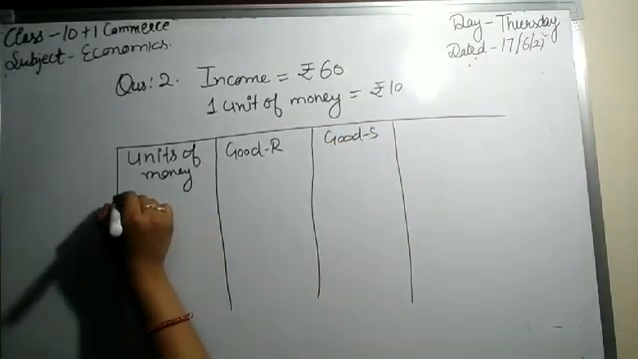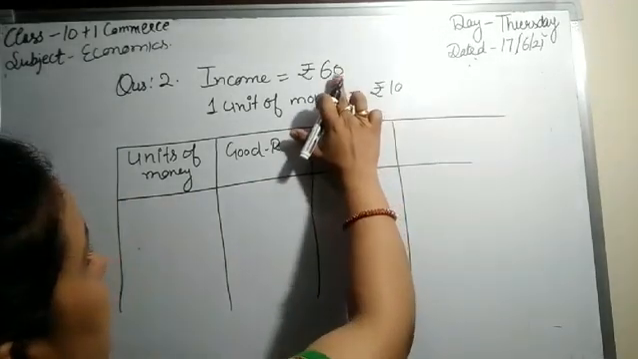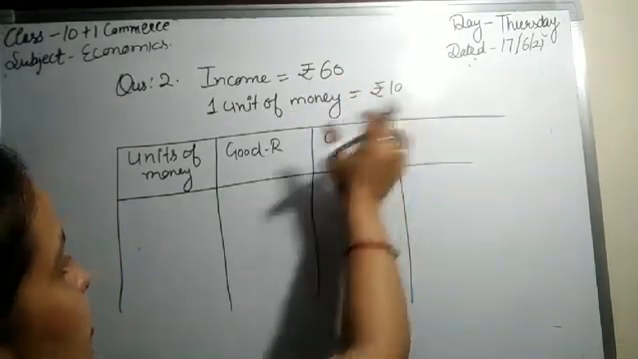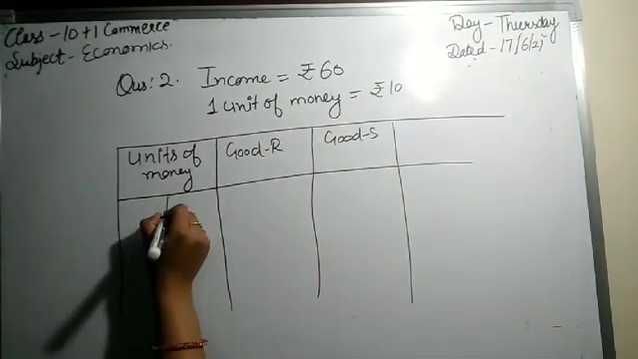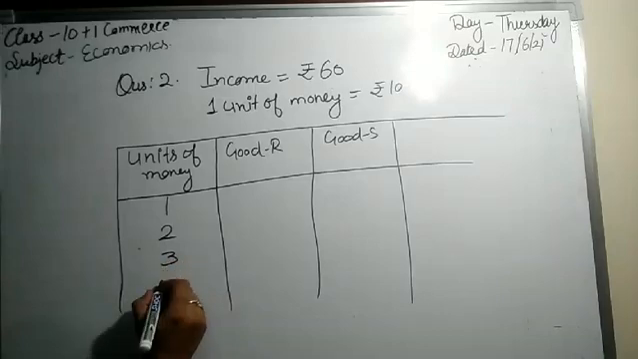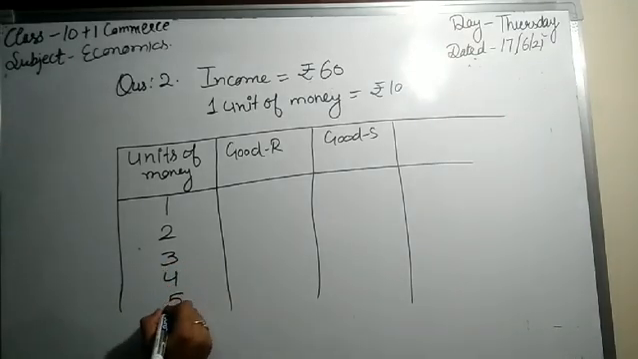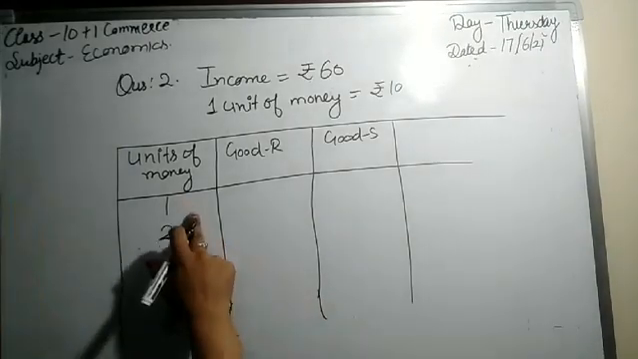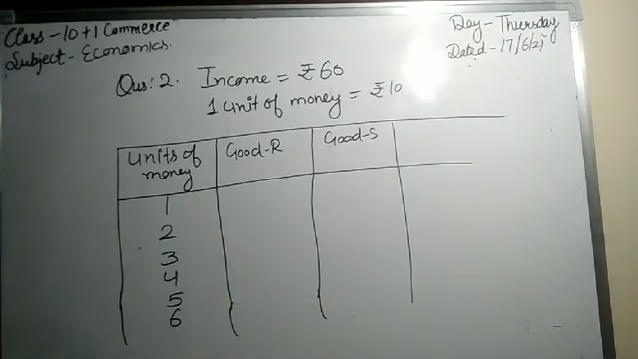Okay, so the unit of money is rupees. How much income is there? 60. 1 unit is equal to 10, which means 6 units are there. 1, 10, 20, 30, 40, 50 and 60. So 60 rupees is here, 1 unit.